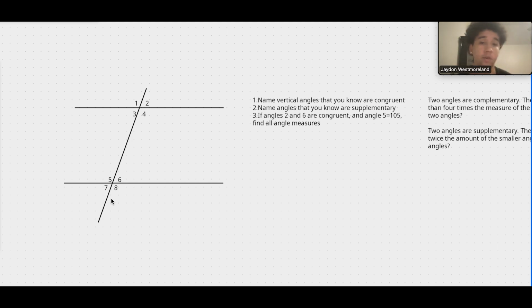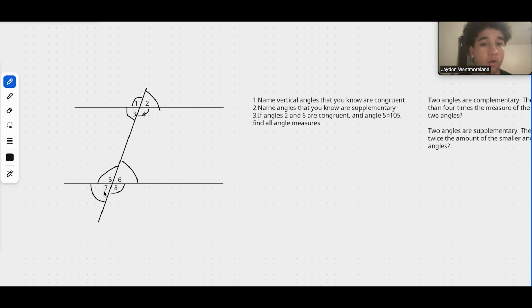For example, one, name vertical angles. Well, what are vertical angles? Vertical angles are any angles that look directly across from each other through a vertex. So for example, here, I would choose angles such as 1 and 4. Notice how they're looking directly across from each other through this point. That also gives me angles like 2 and 3, 5 and 8, and 7 and 6. Again, we're looking for angles that look at each other through the point.